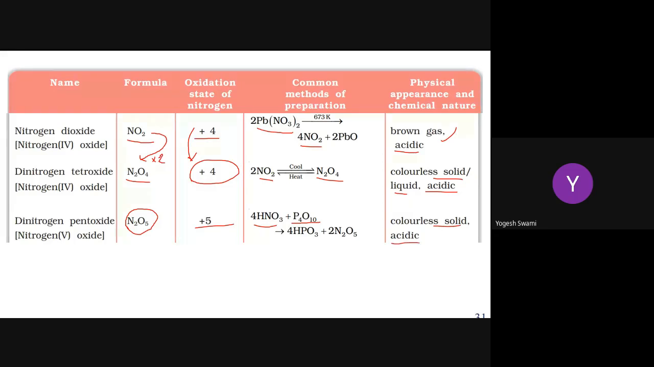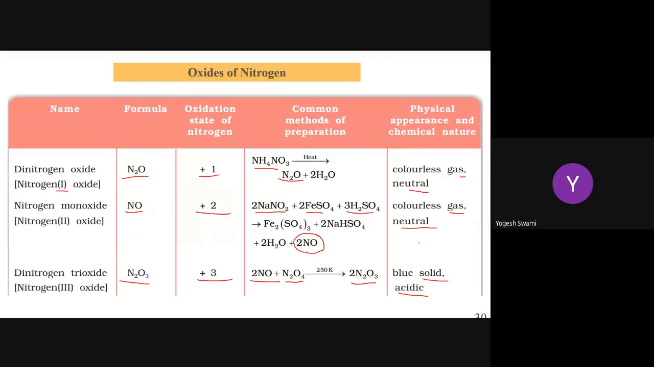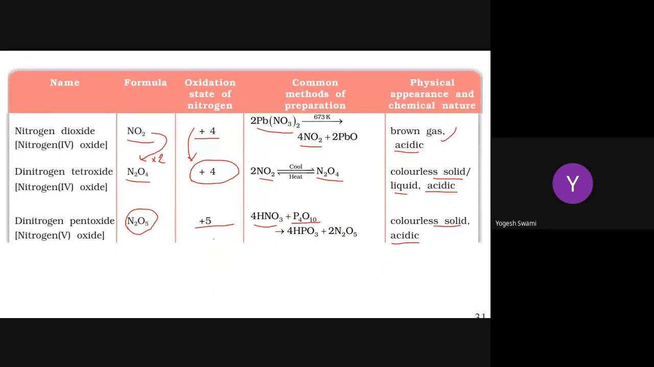So tell me about the nature. The previous ones among the oxides of nitrogen are neutral. Now look, this one is neutral, this one is neutral. Then acidic strength increases. Among these, which is the most acidic? This one is the most acidic because the highest oxidation state is present in N2O5. So acidic strength is directly proportional to oxidation number. As oxidation number increases, acidic strength increases.